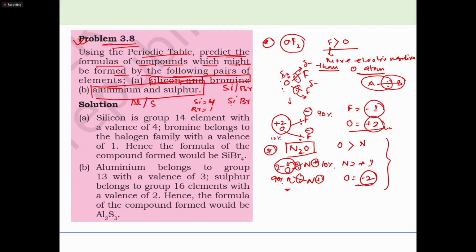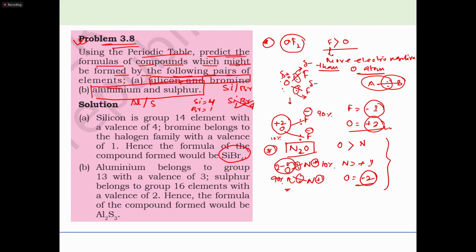Then what you have to do is, the valency of this silicon, you put on the bromine part, and the valency of this bromine, you put on the silicon part. So the compound will be SiBr4. That is the compound being formed. So first of all, you calculate the valency, then you just put it in this array.